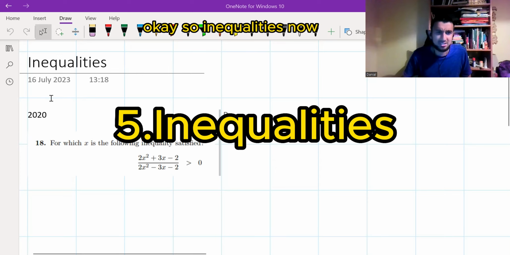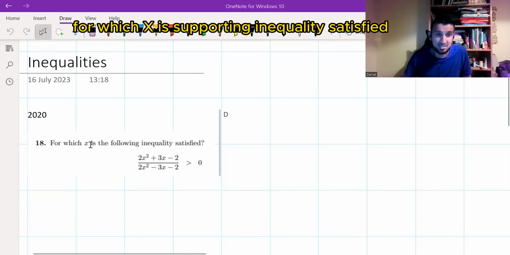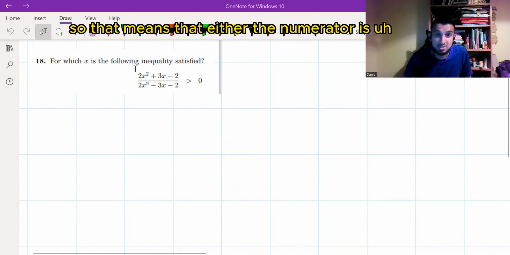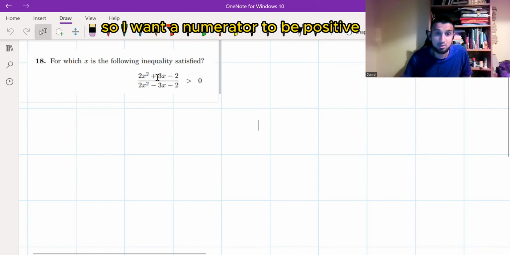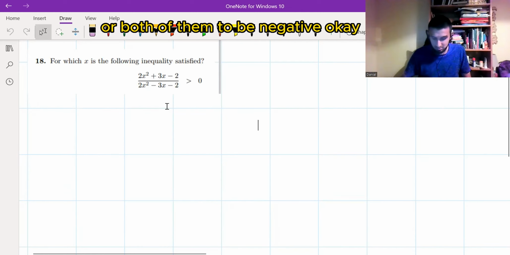Okay, so inequalities now. So in this question, 2020, question 18, for which x is the following inequality satisfied? So we want this function to be greater than 0. Now that means that either the numerator is greater than 0, which just means positive. So we either want the numerator to be positive and the denominator to be positive, or we want both of them to be negative, okay?